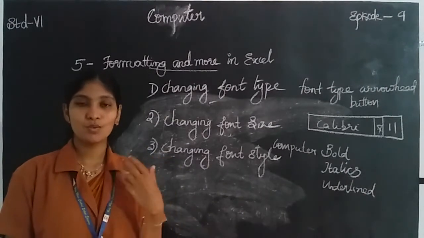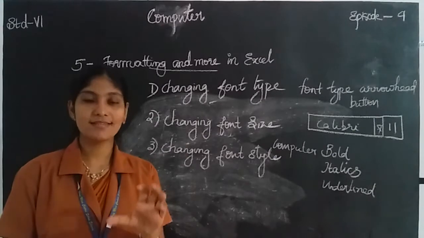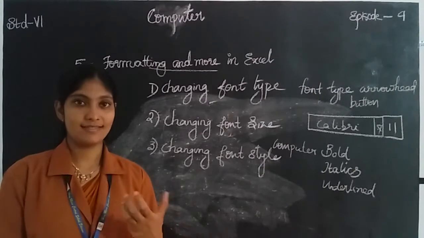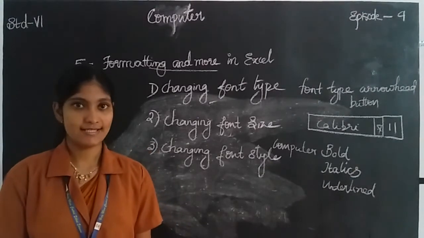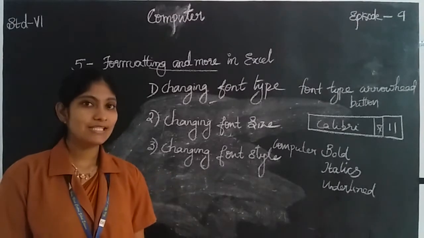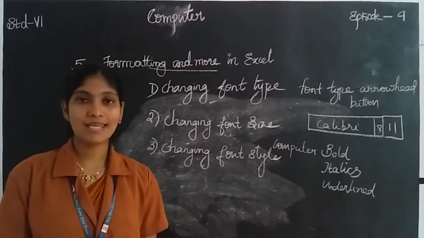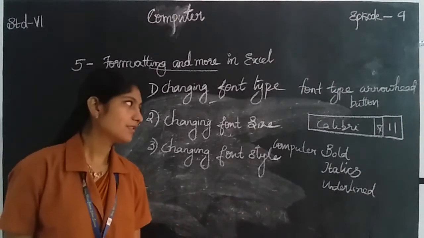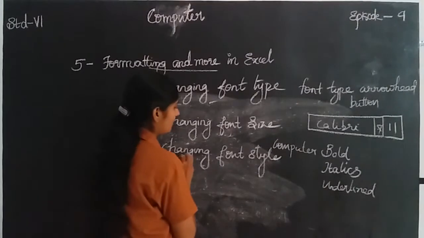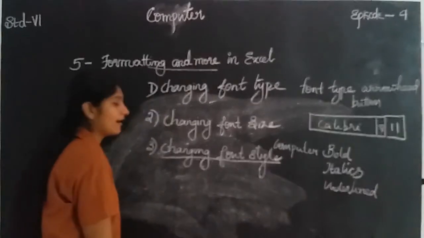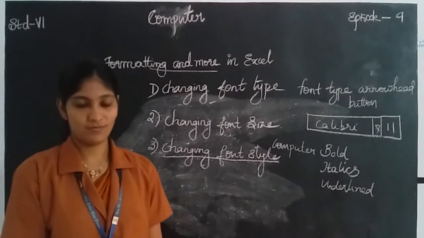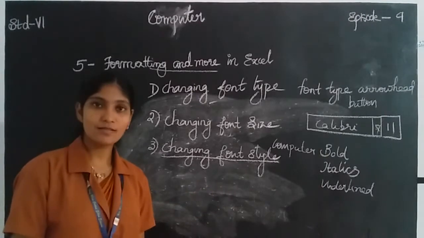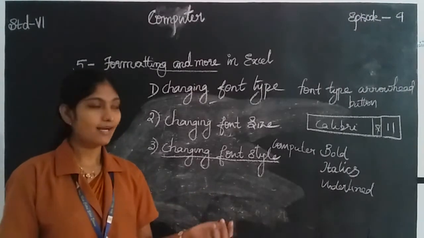Bold means to increase the thickness of the letters you have entered through keyboard, the thickness of the letter or thickness of the text. Second one, italics means italic format. You can change the text into italic format. Third one is underlined, which means we change the text by adding a line under the text, that is underlined form. So there are three main examples of font style, that is bold, italics and underline.